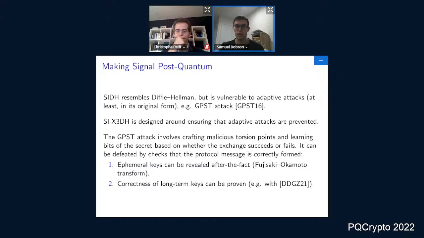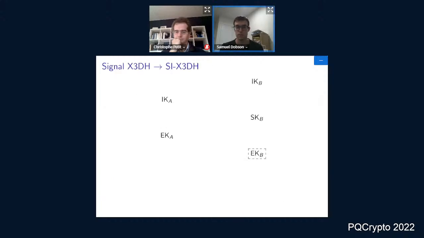So you can either do that by essentially giving the secret key of your public key to the other person using the FO transform, or just proving that you do know the corresponding secret key using a proof of knowledge, like this one presented here.